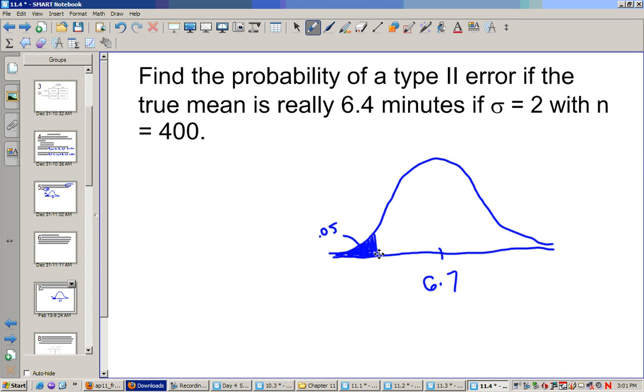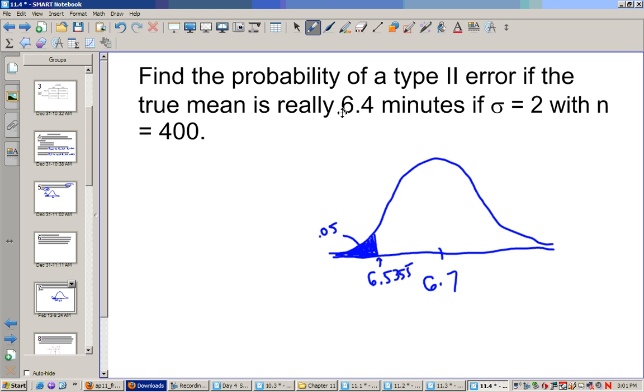This value right here is 6.5355. That's the value right on the border. So if it's less than that, we'll reject the null. If we had a value greater than that, we would fail to reject the null.